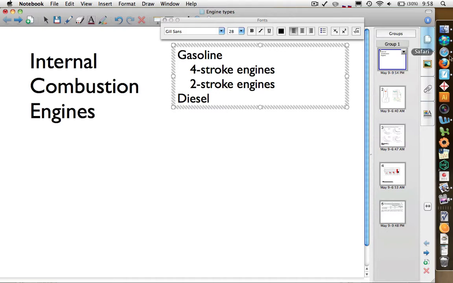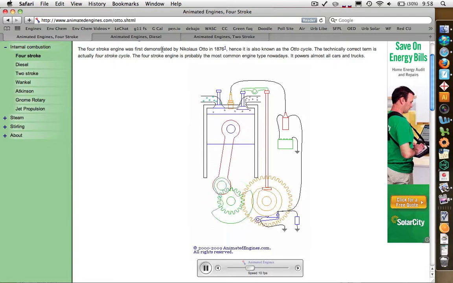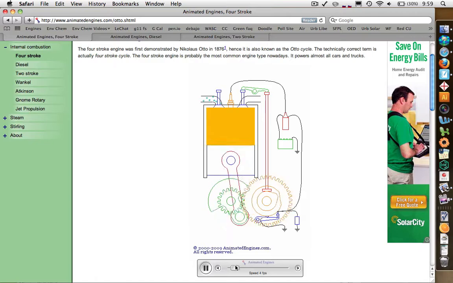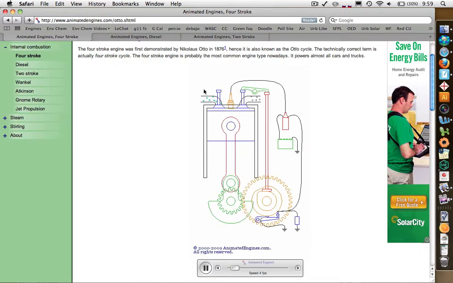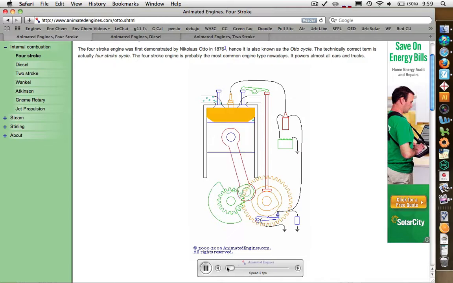So let's go over to this amazing website. I'll put this on in the conference. This is a really simplified version of how an internal combustion gasoline engine works. So let's slow this thing way down. This is a four-stroke engine, as you can see up at the top. Let's even slow this thing down more, and I'm going to identify different parts of this.